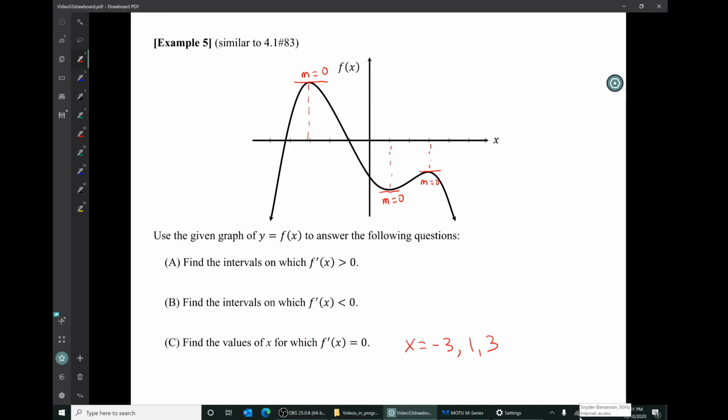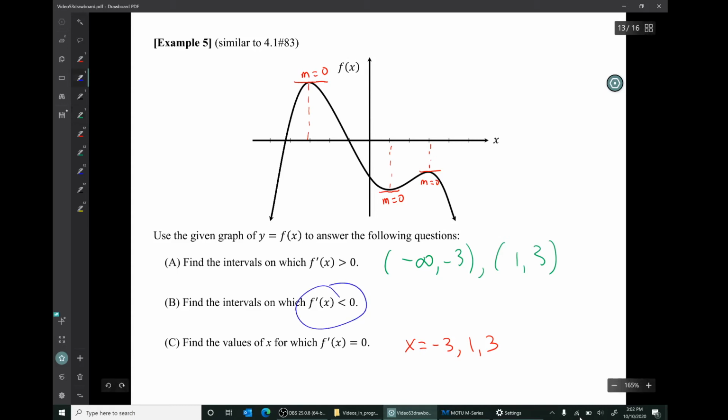Now the intervals on which f prime is greater than 0, well, those are going to be the intervals on which the tangent lines are sloping upward. You can see that the tangent lines slope upward in that interval and also in this interval. So those two intervals are the intervals where f prime is greater than 0. What about the intervals where f prime is less than 0? Well, those are going to be the intervals where the tangent line is sloping down. There on that interval, and also out here.